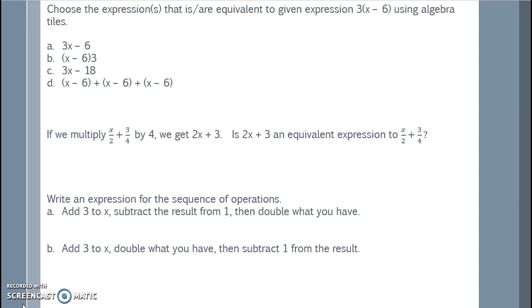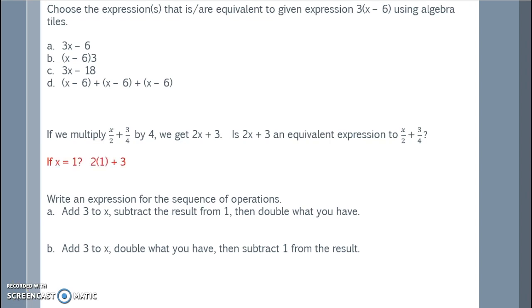If we multiply x over 2 plus 3 copies of 1/4 by 4, we get 2x plus 3. Is 2x plus 3 an equivalent expression if we go backwards to x over 2 plus 3 copies of 1/4?